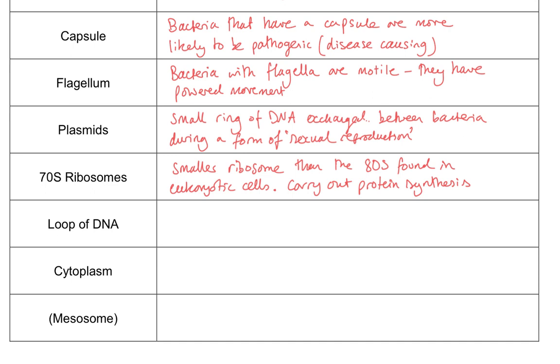Then when we get to our loop of DNA, this has the genes of the bacterium. So it kind of forms the main genome. I mean that most of the genes. Yeah, most of the genes. Remember, a gene is a section of DNA. Most of the genes are here, because some of them are also in the plasmids.